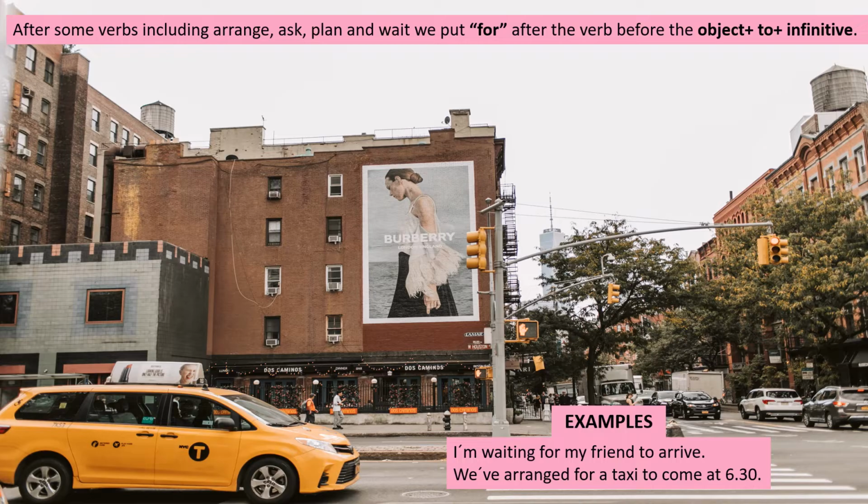After some verbs including arrange, ask, plan, and wait, we put for immediately after the verb before the object plus to plus infinitive. For example, I'm waiting for my friend to arrive. We've arranged for a taxi to come at 6:30.